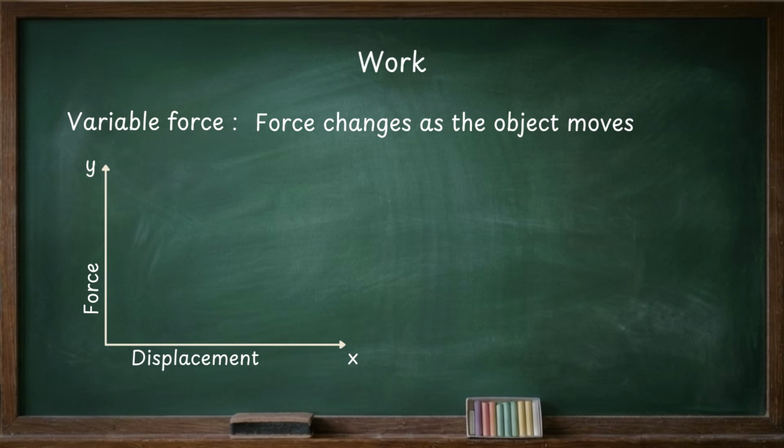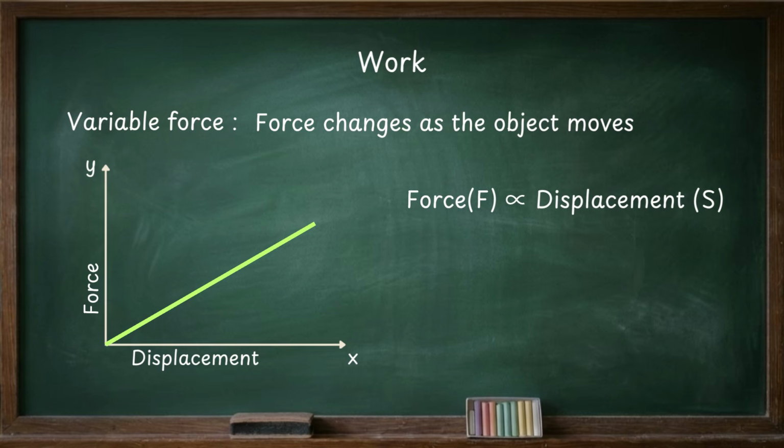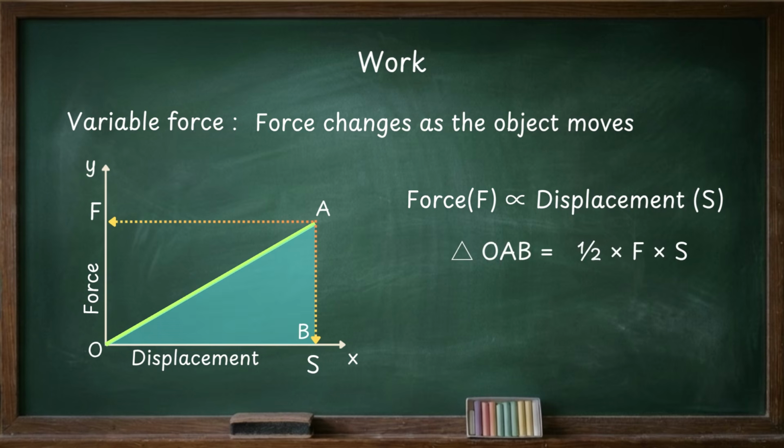For example, let's say force F is directly proportional to displacement S. Then, the graph of force against displacement is an inclined line. Let's call this line OA. The area enclosed by OA and the x-axis forms the triangle OAB, which is equal to half of force times displacement. So in this case, work done W equals half times F times S.